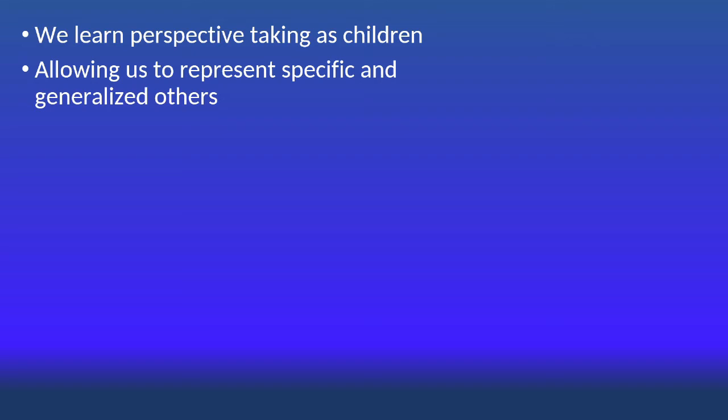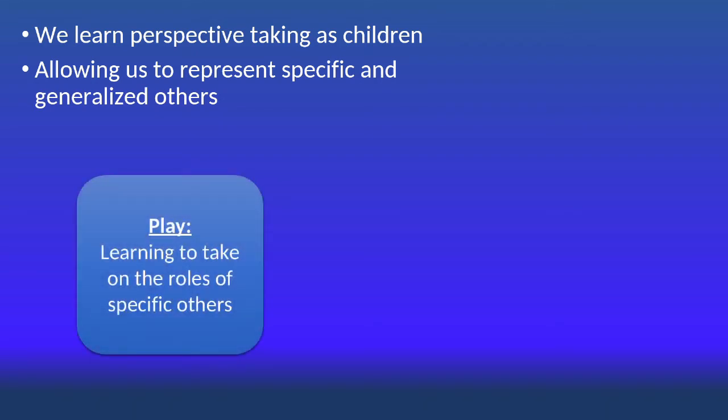Mead based these assumptions on his observations of children playing. He noted that young children often play by pretending to take on specific roles they observe in adult life. He gives the example of cops and robbers. Young children playing take turns taking on the role of cop or robber, roles that allow them to think of themselves in relation to a specific other.